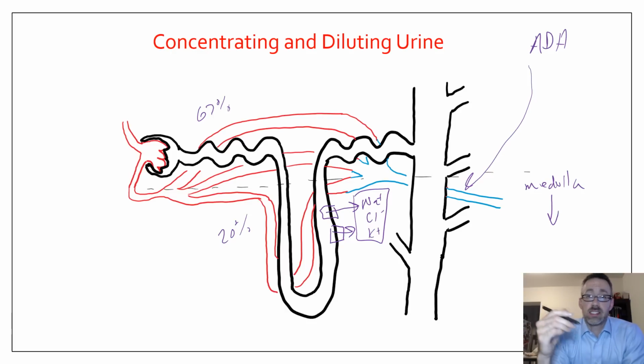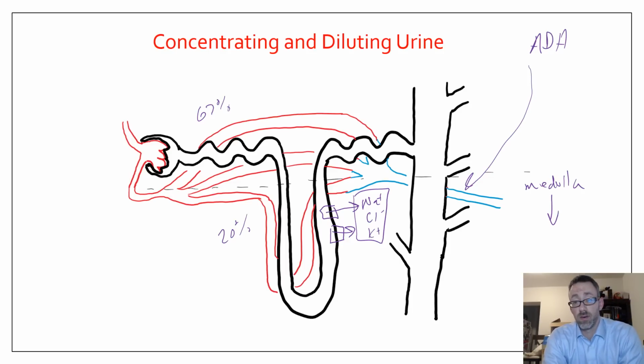So in a state of dehydration, ADH goes up, it makes the collecting duct and the distal convoluted tubule permeable to water, and it turns on or increases the activity of those receptors that creates that very large gradient in the medulla that helps us draw the water out. So it works well for that.